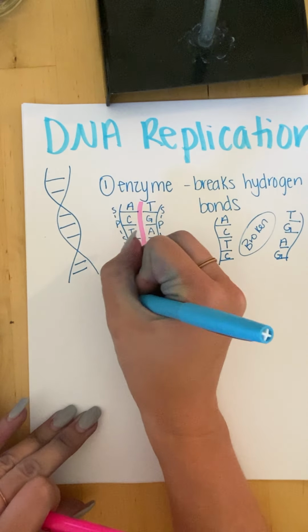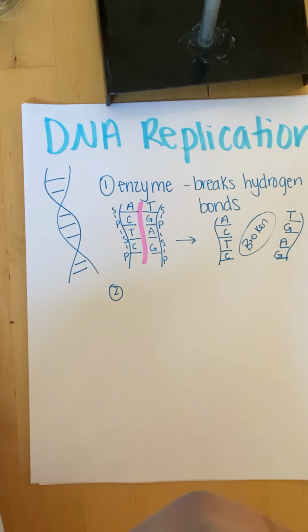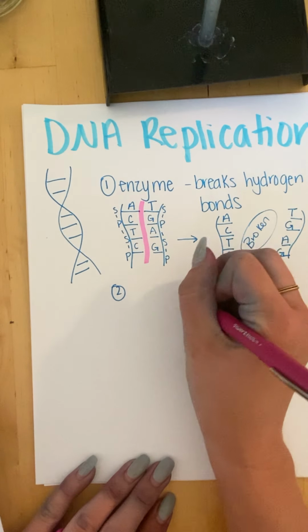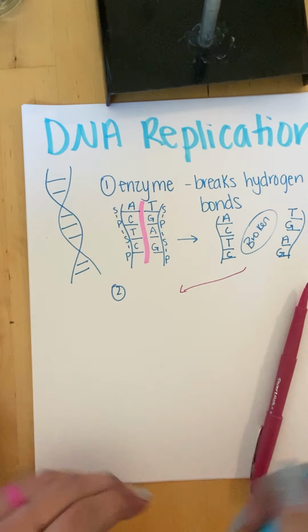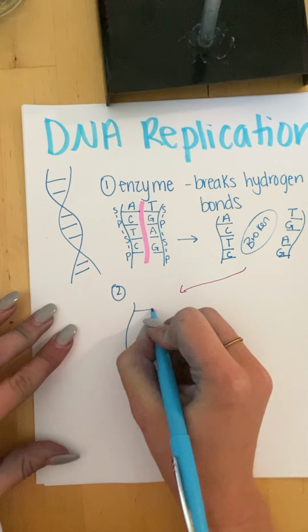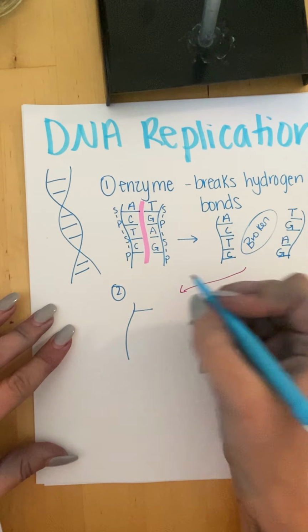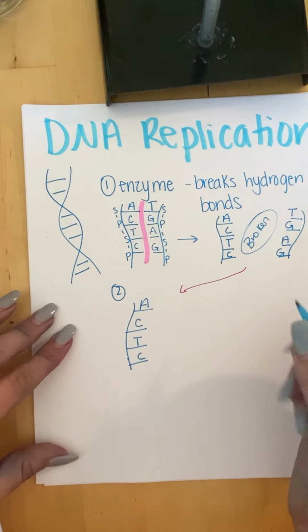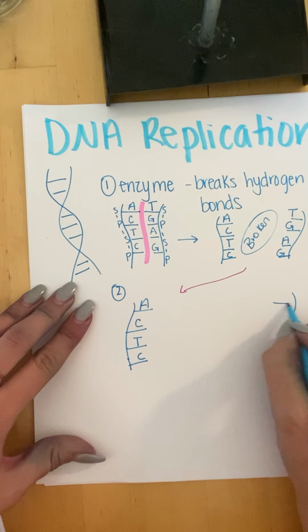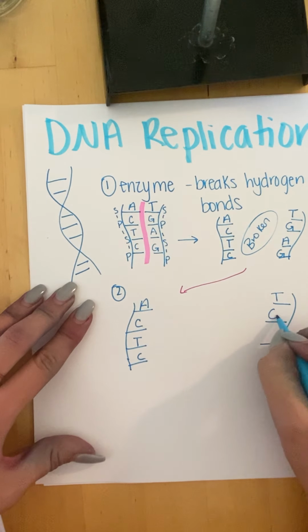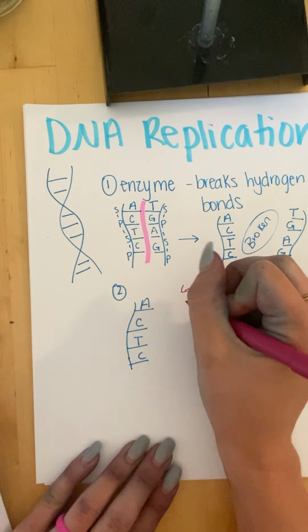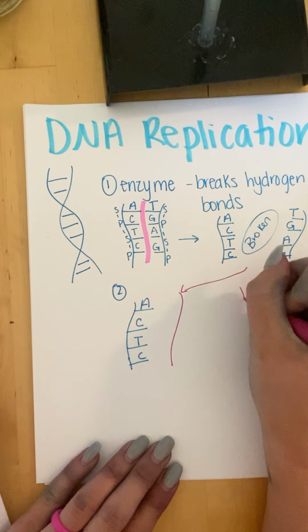The second step is when new unpaired nucleotides start to come in and attach to those strands. We've got these strands here, and I'm going to keep them the same colors. Our left-sided strand was A, C, T, and C. And our right-sided strand was T, G, A, and G. Now these new unpaired nucleotides are coming in and starting to attach to these open ends.